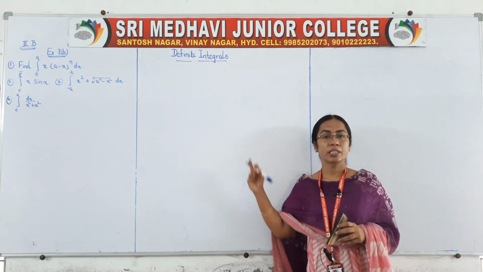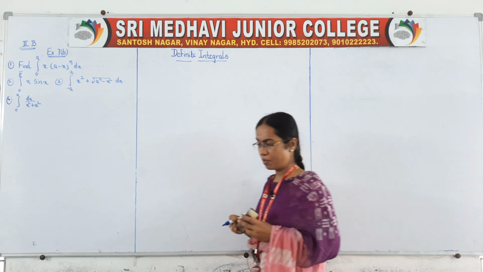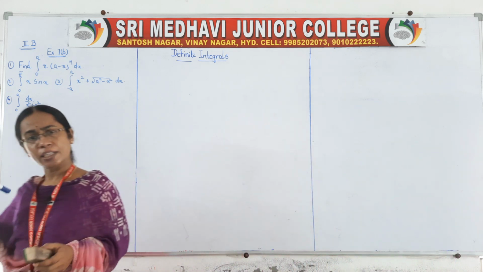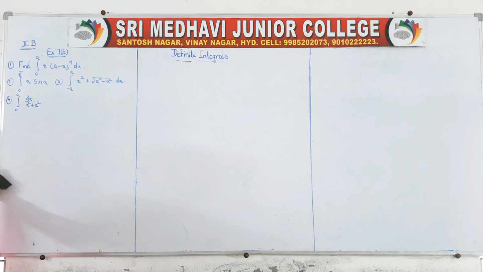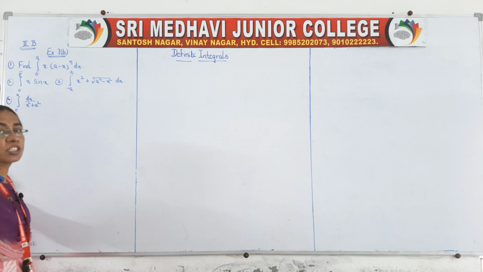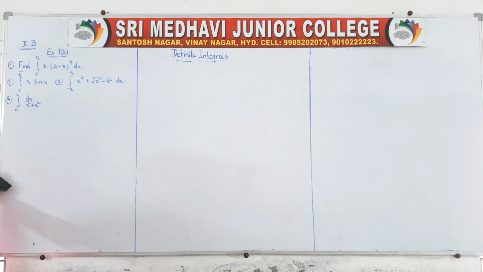So we are doing exercise 7b problems. Okay, 7b has a lot of questions, and many of them are repeated questions. That's why we are doing a lot of questions from this exercise 7b. From these definite integrals you are going to get one long question, one short question, and two very short answer questions. That's why we are doing a lot of very short answer questions.